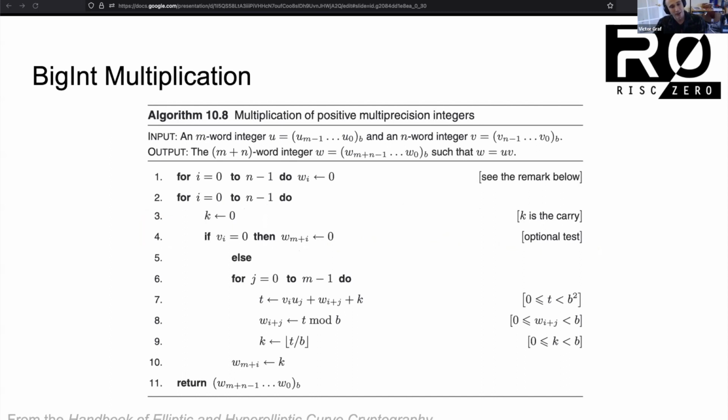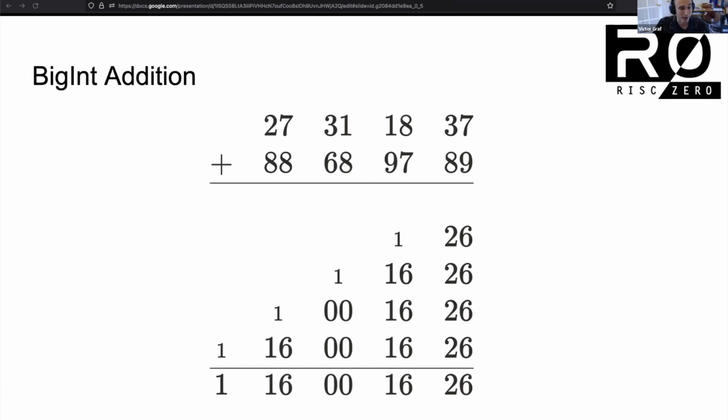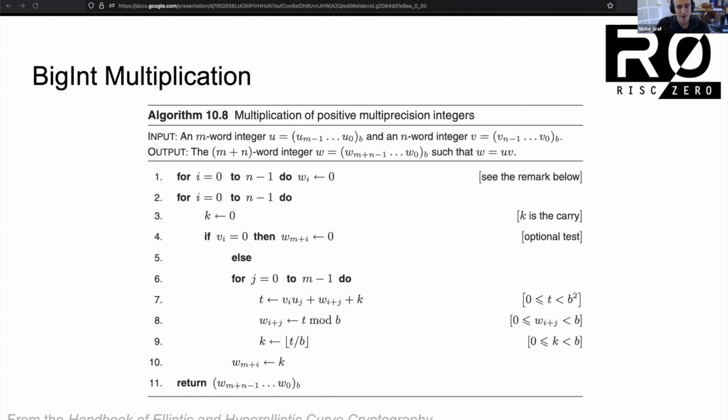Now, because I want to get to the really interesting stuff, I'm not actually going to walk through this algorithm here, but I will promise you this is a definition of schoolbook multiplication. This algorithm here corresponds to what you might do in grade school to add two large numbers together. This algorithm here corresponds to what you might do in grade school to multiply two large values together.